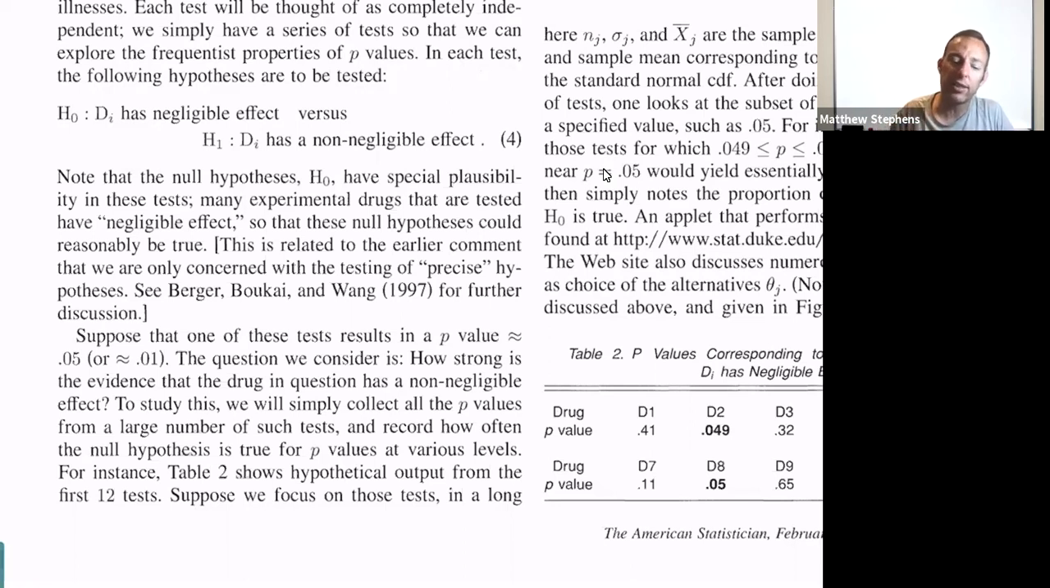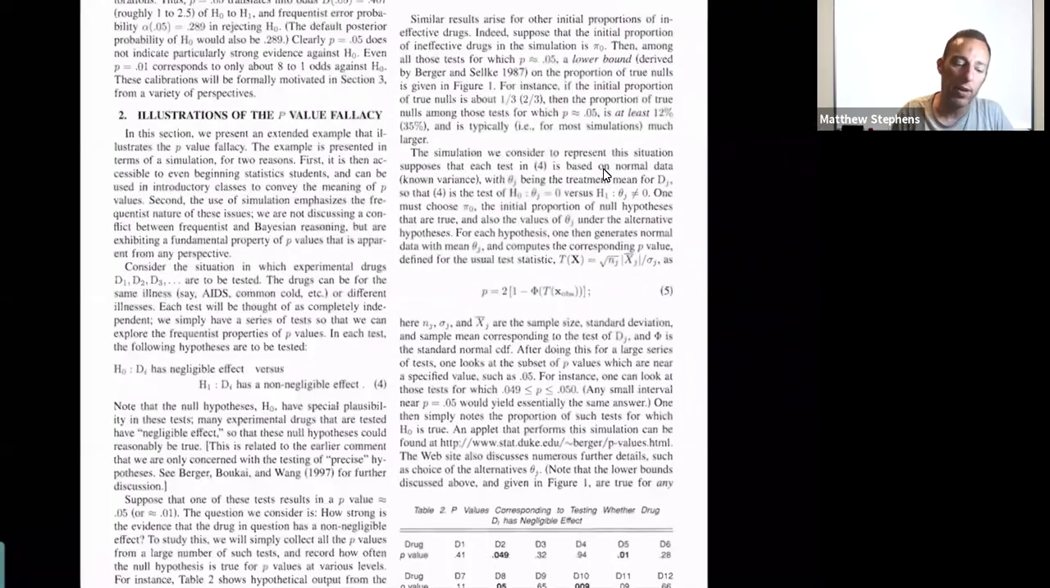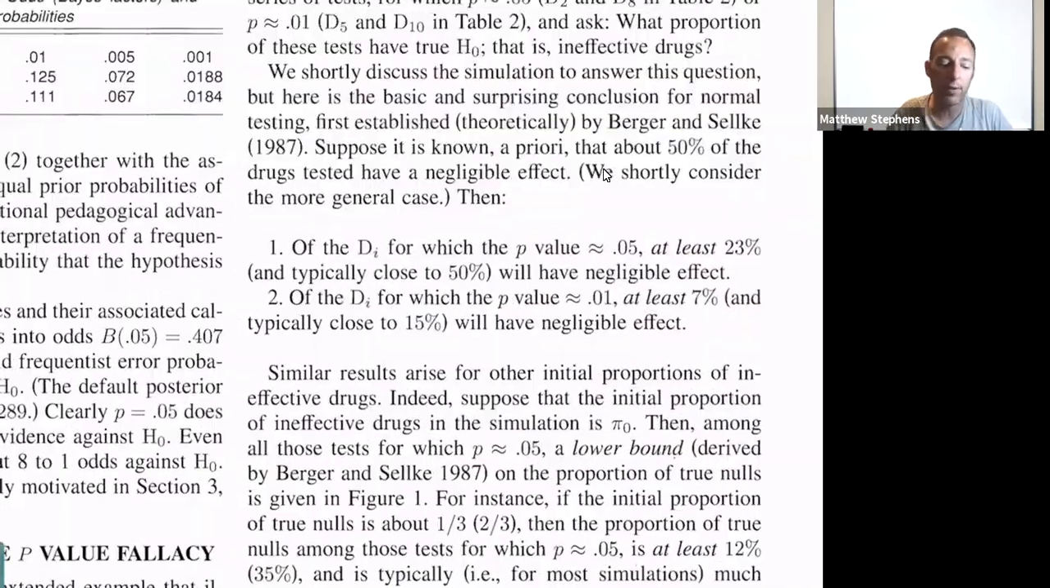So the answer to this question has to depend on some assumptions, but after looking at a bunch of different ways of varying those assumptions, what they conclude is that, again, starting with a 50-50 split, of the drugs for which the p-value was near 0.05, at least 23% and typically close to 50% had a negligible effect. Okay. I think that the at least is based on the bound they derived later, and the typically is based on some reasonable selection of different possible parameters for the power, etc.